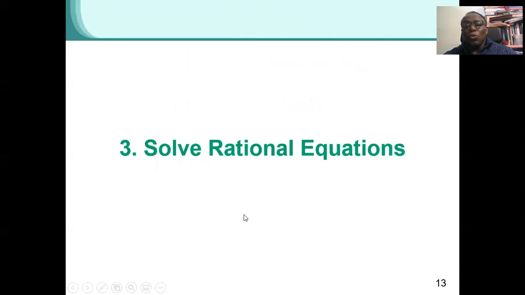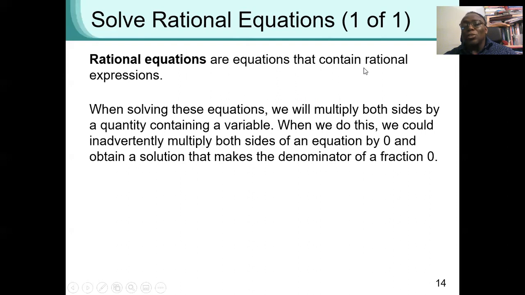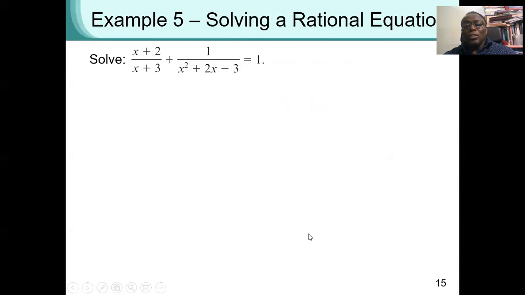So solving rational equations, let's try one example here. Rational equations are equations that contain, again, rational expressions. When we talk about rational expression, we mean it's a fraction. We know we cannot divide by 0, as we said earlier about rational expression. This is rational equations. So let's see an example.